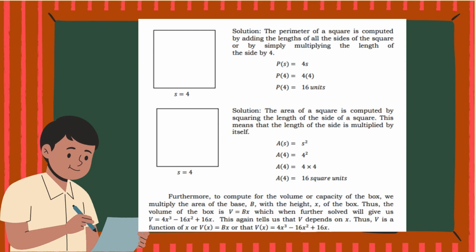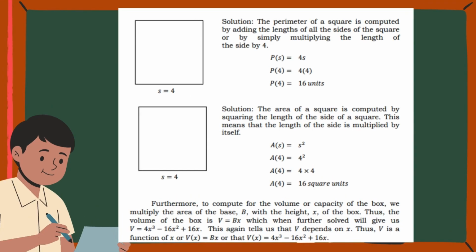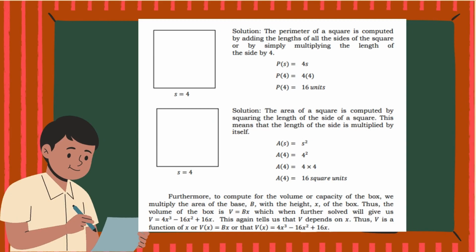Let's begin with squares. To find the perimeter, that's the total length around it, we just add up all four sides or simply multiply one side's length by 4. So, the formula for the perimeter P is P(s) equals 4s, where s is the side length. Consider a square with sides each measuring 4 units. Plugging 4 into our formula, P(4) equals 16 units. Therefore, the perimeter is 16 units.